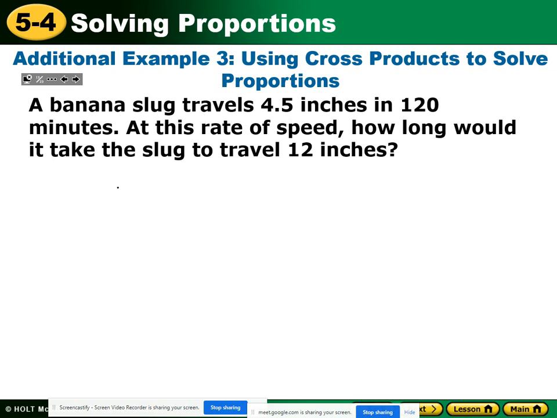The banana slug travels 4.5 inches in 120 minutes. At this rate of speed, how long would it take the slug to travel 12 inches? So remember, you're going to want to have your fraction equals another fraction. Make sure you're labeling them so we can get into that next part. All right? I know you're doing it mentally, but I want to see the answer out on paper. So read that first sentence and get that fraction made up, then the second sentence.